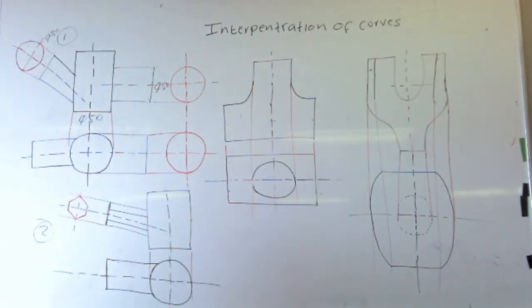So how do we do the interpenetration of a curve? We need to make sure that we locate a point at which the two pipes that are joining together meet. At that point, that is where the interpenetration of a curve is.